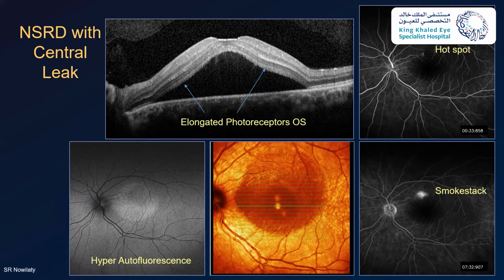where you have the neurosensory retinal detachment right there. You have the photoreceptors that have elongated outer segments. And you have the hotspot here. This is what causes this, and it ends up being a smokestack pattern at the end of the angiogram.